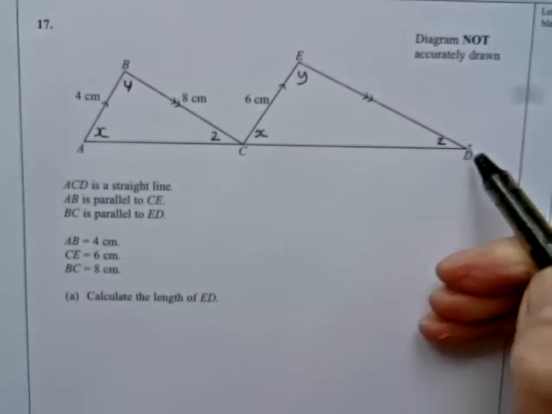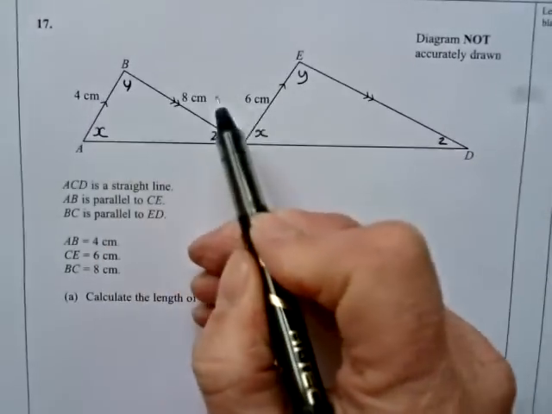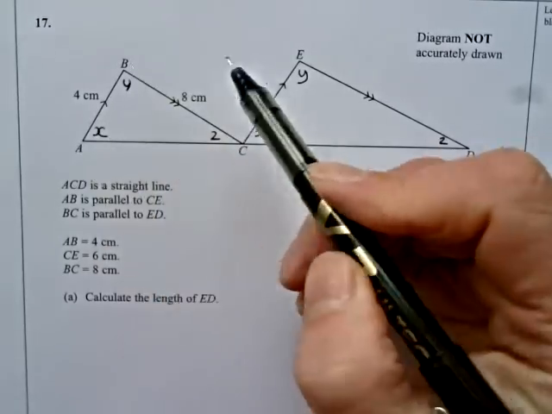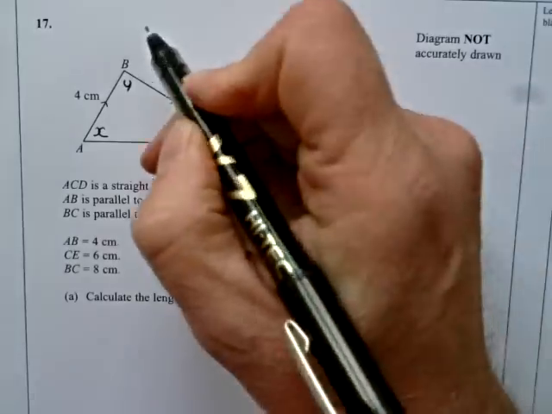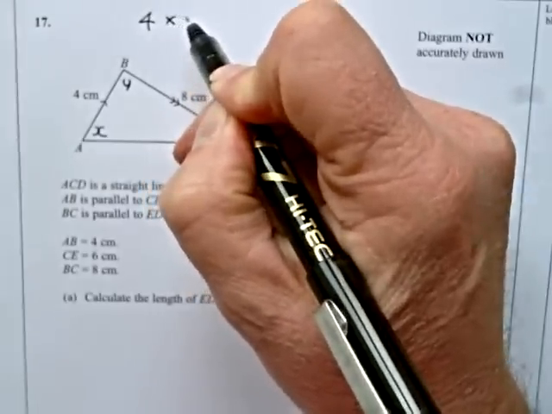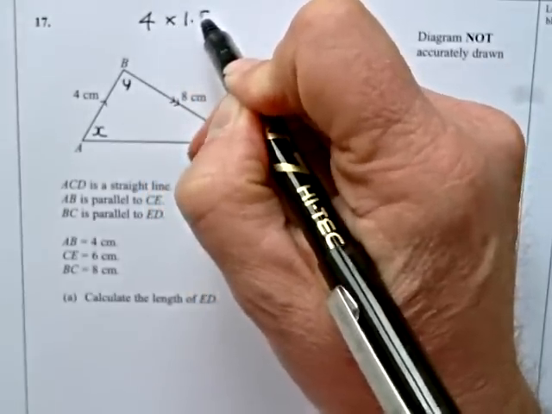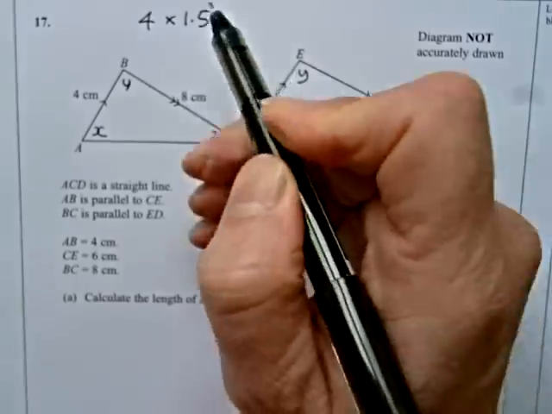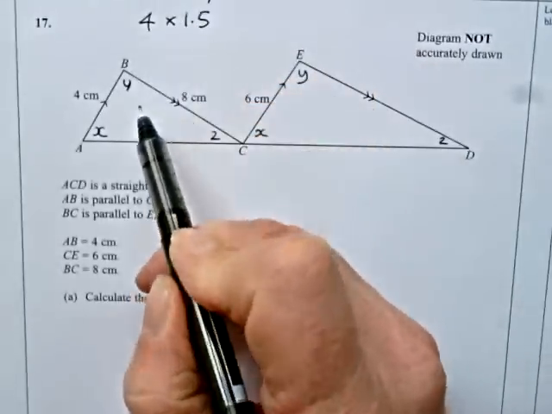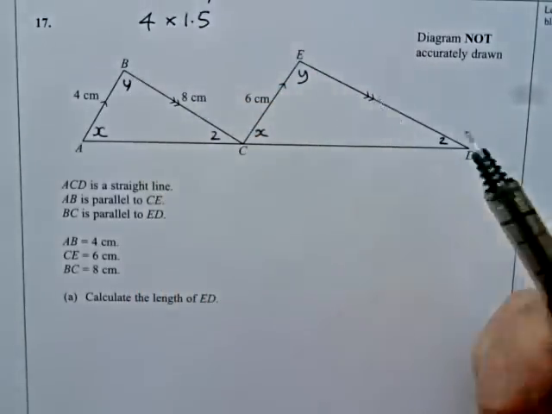How much bigger is it? Well, we compare corresponding sides. So AB corresponds to CE. We should see, and this is quite common in our enlargements, that we've got a scale factor of 1.5 going from the small triangle to the large triangle.